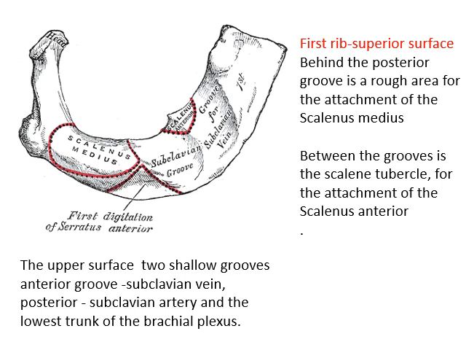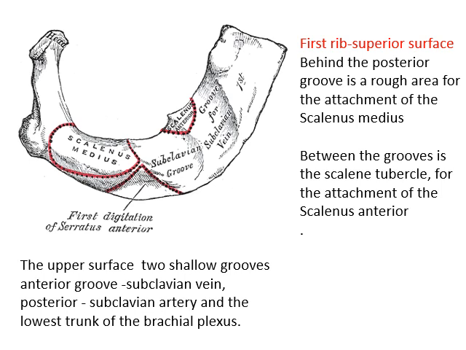And then behind that you have again a rough area, because for muscle attachments you get rough areas, and for vessels you get smooth areas. This rough area is for the attachment of the scalenus medius muscle, which is a neck muscle, and you will be studying it. I'm sure you saw it when you were discussing the brachial plexus.